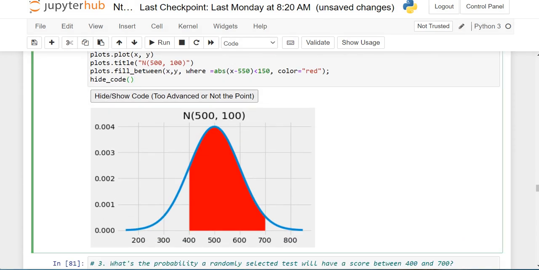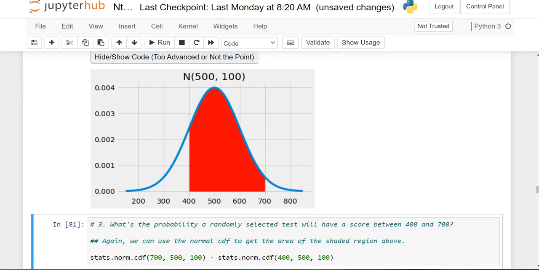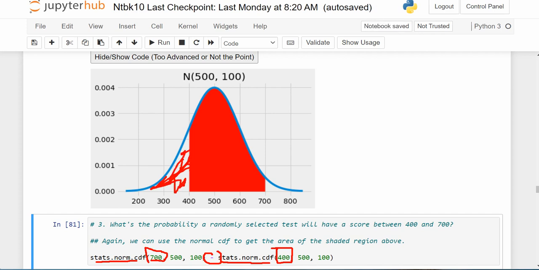Okay, and then what happens? Well, we get this nice picture, and it shows us that it's maybe 70% of the area under the curve. I don't know. But now they're coming down, we're using a slightly different function. Notice that now we're using stats.norm.cdf minus stats.norm.cdf. So we're evaluating 700 in the first one, the number of people that scored below 700, and then counting up the number of people that scored below 400, and we're subtracting the two. So we're getting rid of this area over here. That's what the subtraction is for.